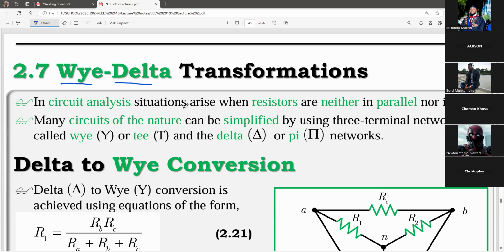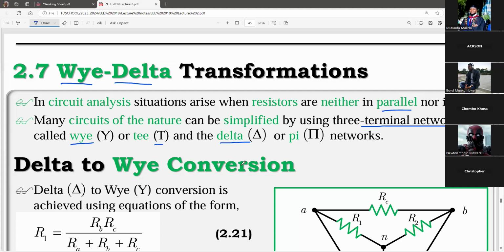So this is what we are saying. If this fails, then you have to look out for the other. Many circuits in nature can be simplified by using a 3-terminal network called the Y, which others call the T, and delta, which others may refer to as the pi. So you also have to know how to determine the equivalent resistance whenever you find resistors connected in such a manner.